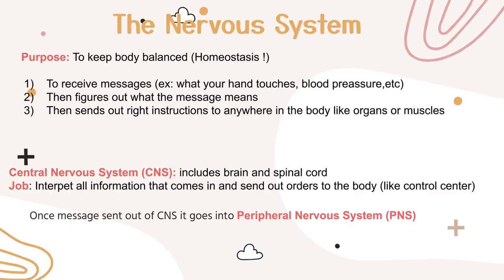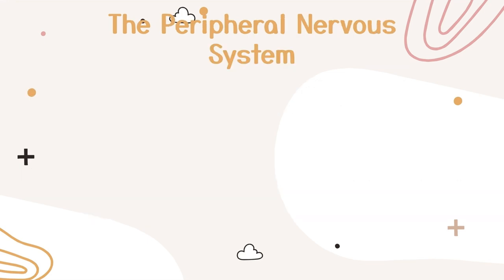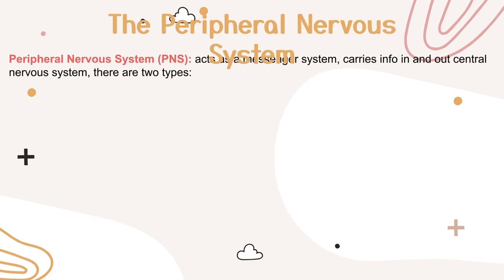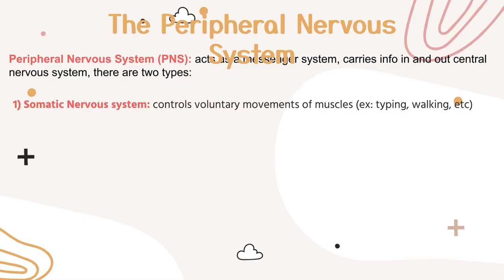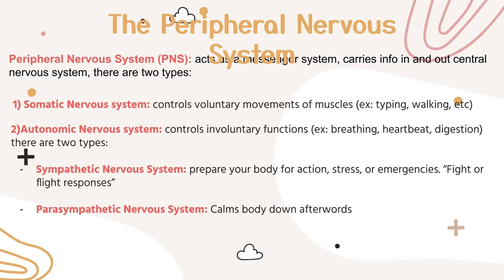The peripheral nervous system acts as a messenger system. It carries info in and out of the central nervous system, and there are two types. The somatic nervous system controls voluntary movements of muscles, examples like typing, walking, etc. Second is the autonomic nervous system, which controls involuntary functions like breathing, heartbeat, and digestion.